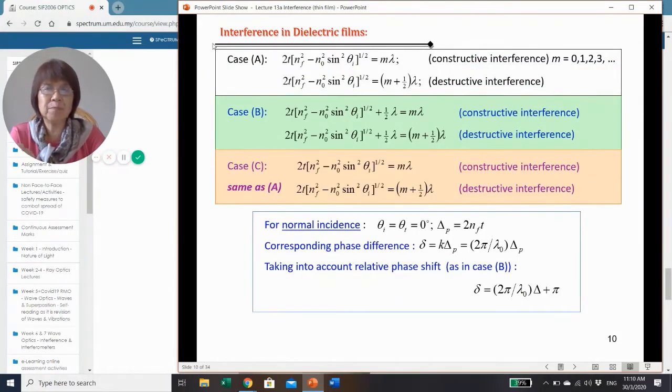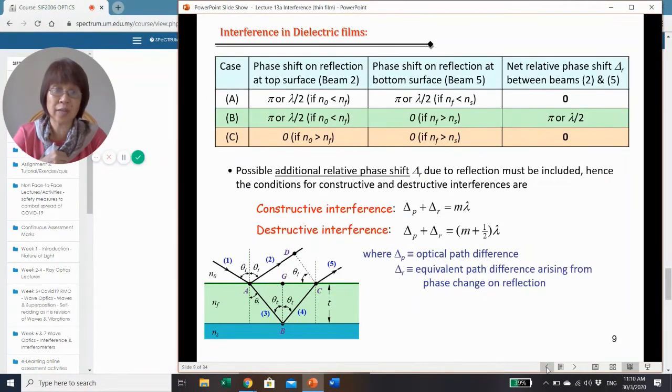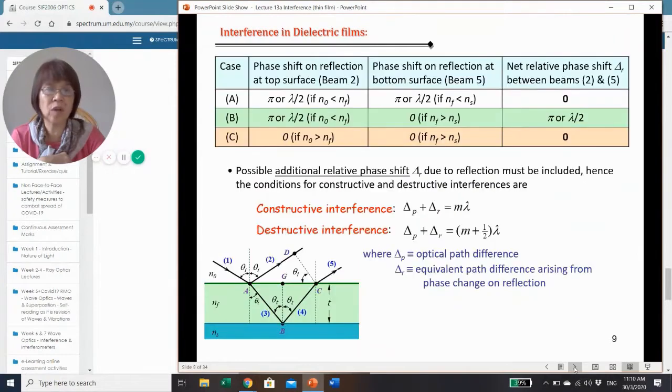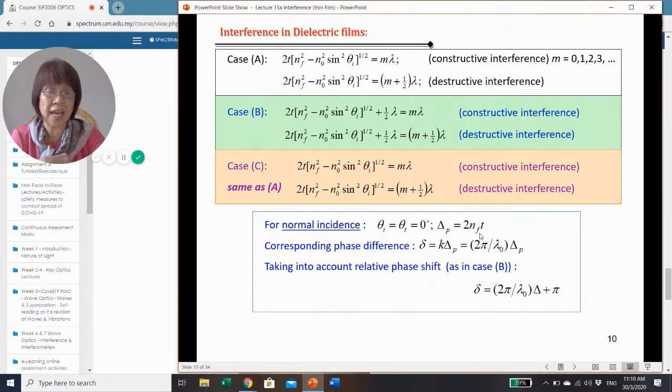Okay, so here are the written out expressions for constructive and destructive interference. These are all the conditions for constructive interference written out in detail for case A, case B, and case C. You can read that in the notes. I will not go through that here. But for normal incidence, that is when theta I is equal to 0, theta T would also be equal to 0. In that case, we have a cosine function, right? This is 0, so the cosine will be 1, so it's 2 t n f. So the optical path difference would be 2 n f t. Correspondingly, the phase difference would then be 2 pi over lambda 0 times 2 n f t.